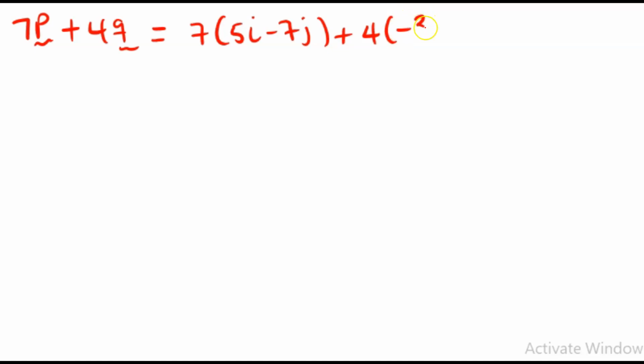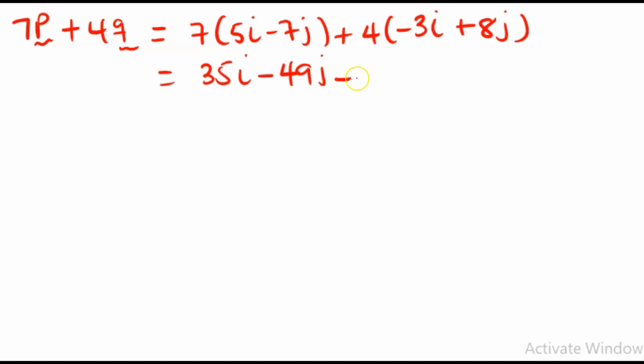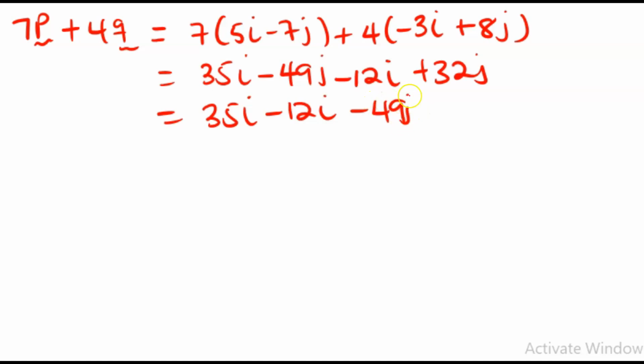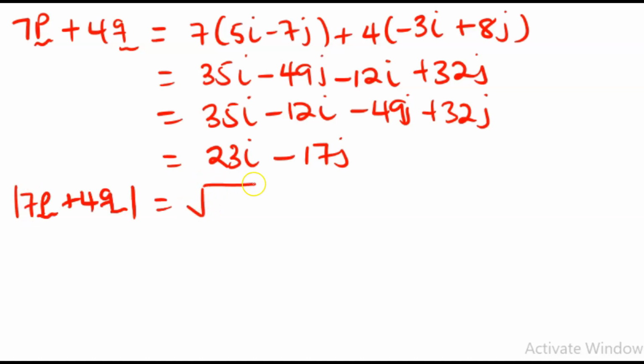So first, we need to find the vector 7P, and this is 7 times the vector P, which is 5i minus 7j, plus 4 times minus 3i plus 8j. So we have 35i minus 49j plus minus 12i plus 32j. So we need to rearrange them. So we have 35i minus 12i minus 49j plus 32j, which gives 23i minus 17j.